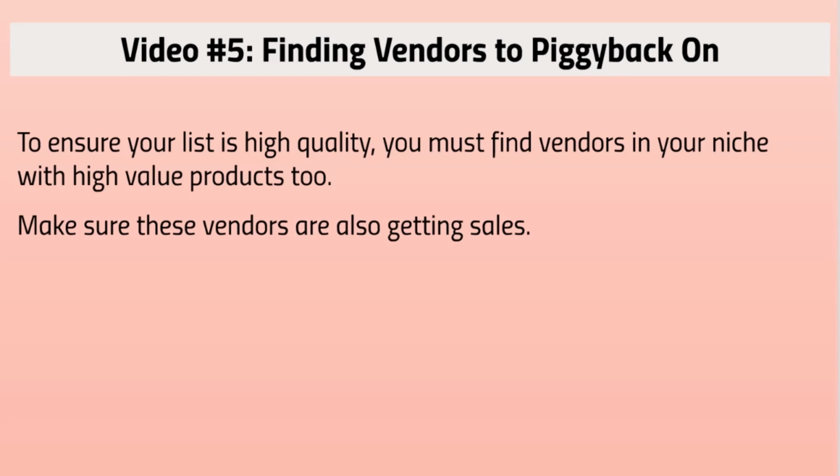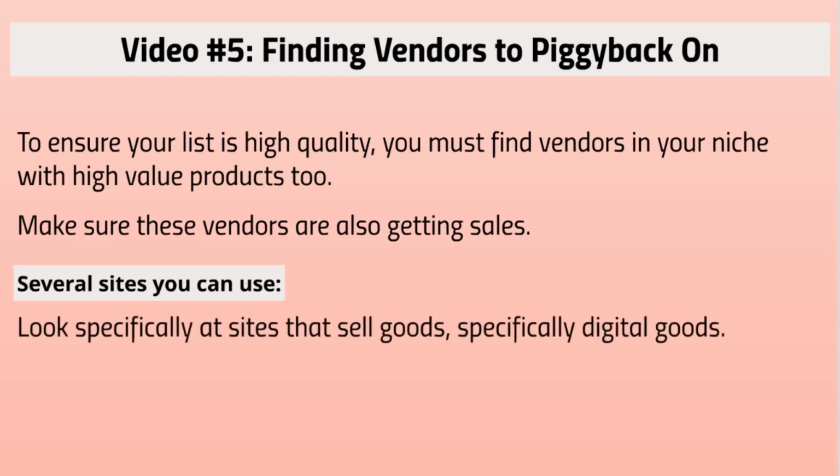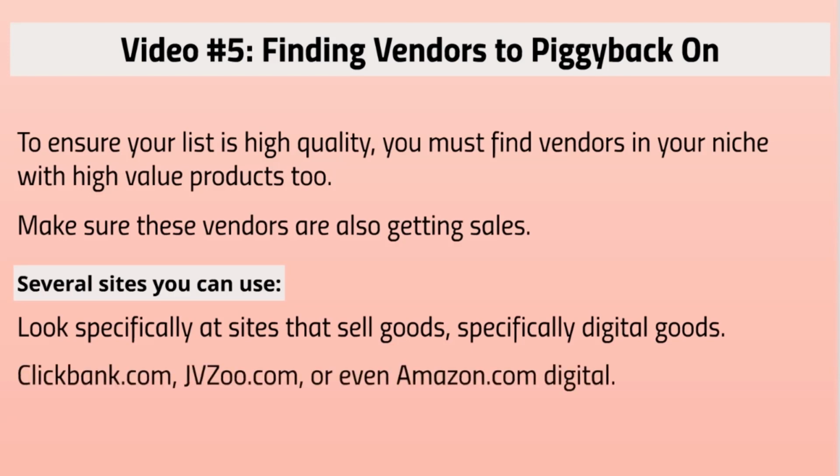So you want to make sure that the vendors are getting sales and high quality. And there are several sites that you can use to find these vendors. Keeping that in mind, you want to look specifically at sites that sell digital goods, if you are selling a digital book, a digital video course, or something digital or intangible. You could technically look at sites like Amazon.com, but most of those are selling through Amazon and are physical goods. Now, that doesn't mean that you can't convert your product into some sort of physical good. You could approach it that way as well.